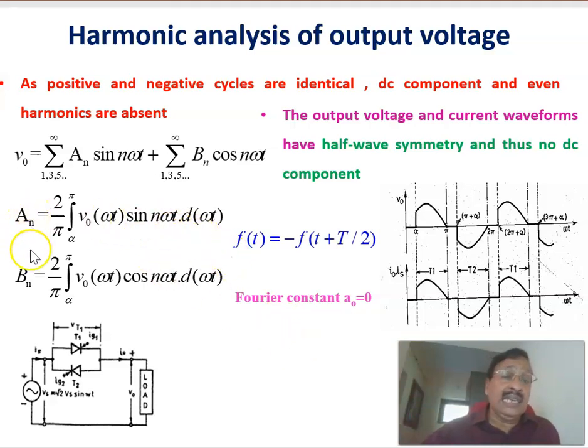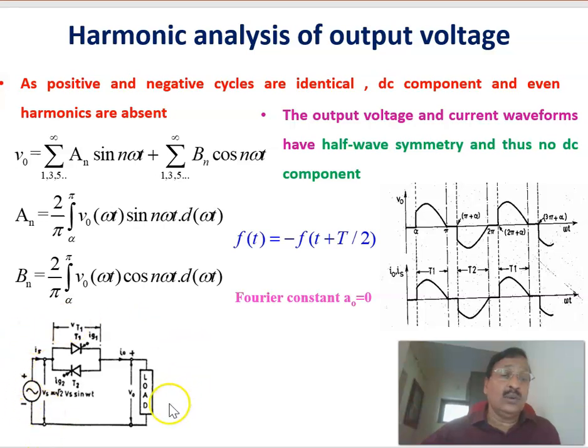Therefore, this is the AN and this is the BN, and this is the output voltage. Different frequency components can be obtained by substituting the values of n as 1, 3, 5, etc. Odd harmonics will be present. And again, the DC component is equal to 0. Therefore, the output voltage and current waveforms have half-wave symmetry, and there is no DC component. That is why A naught is equal to 0. And this is AN and this is BN.